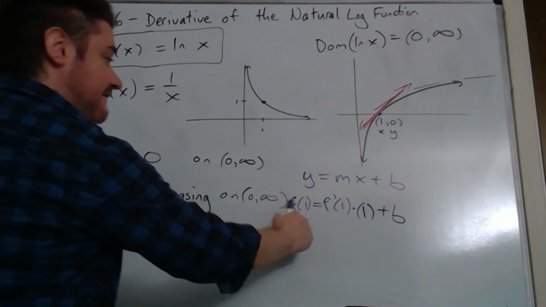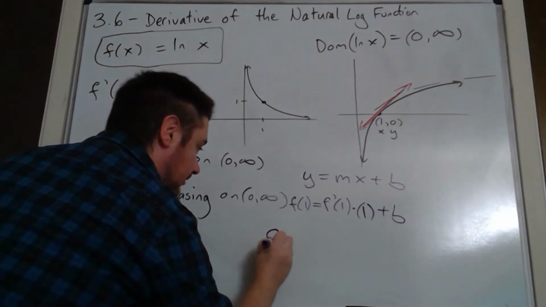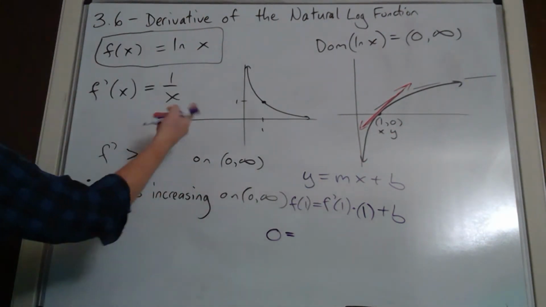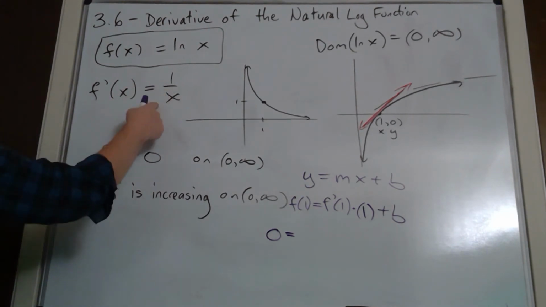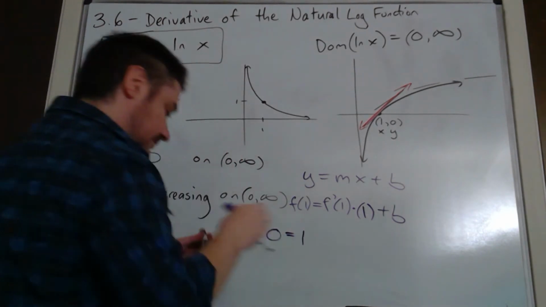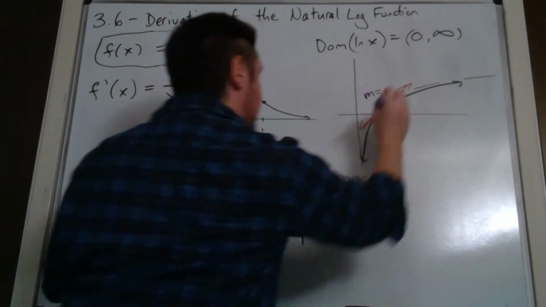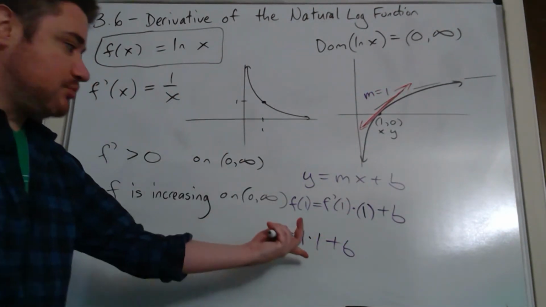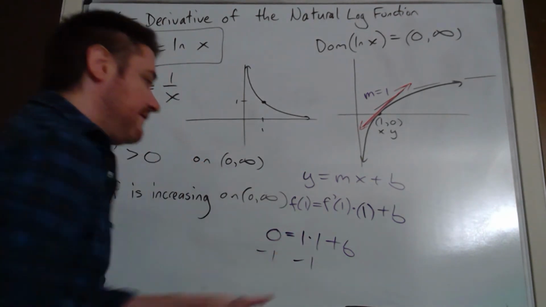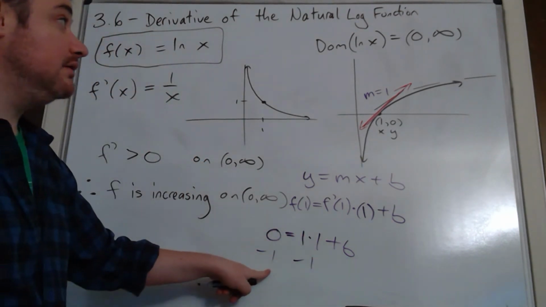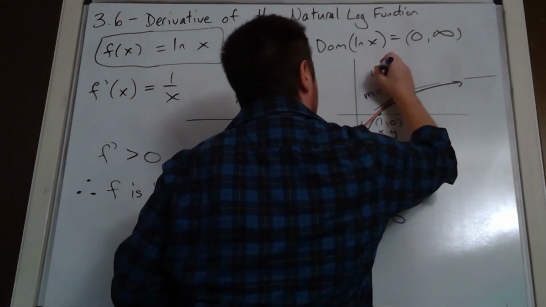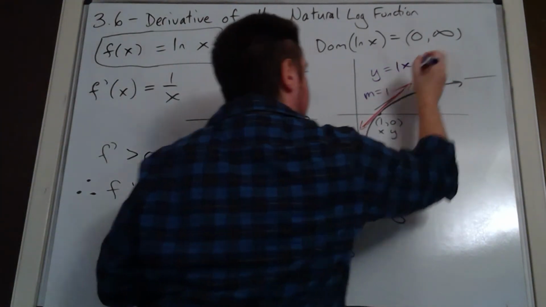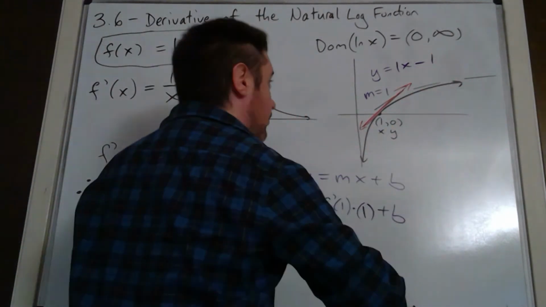All right, so I've got that. So f of 1 is the y-coordinate right there, 0, which is natural log of 1, right? So we get 0 is equal to f prime of 1, which is 1 over 1, which is 1, right? So that slope of that red line right there is 1. And then I've got times 1 and plus b. So 1 times 1 is 1. Subtract the 1 over, and we get b is equal to -1. All right, and so the equation of this line is y equals, my slope is 1, so I could write 1x minus 1, or just x minus 1.